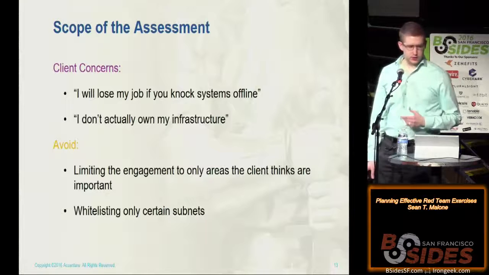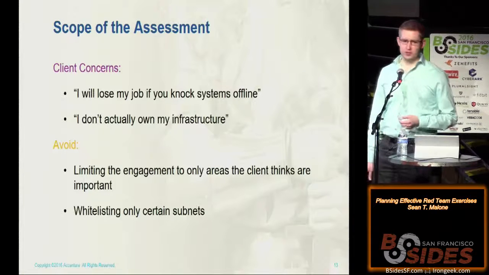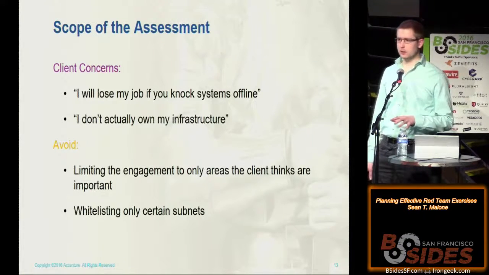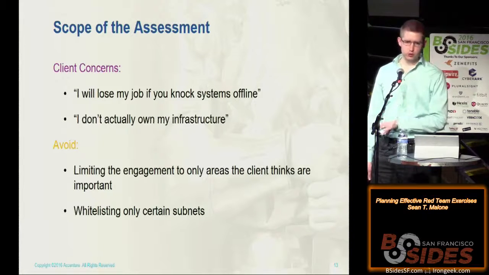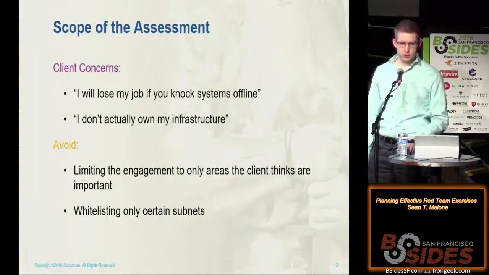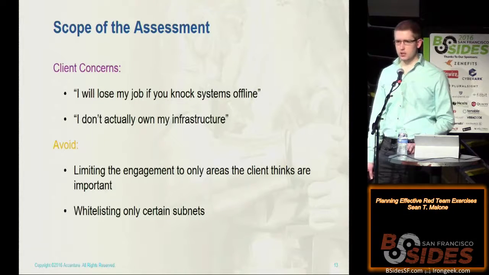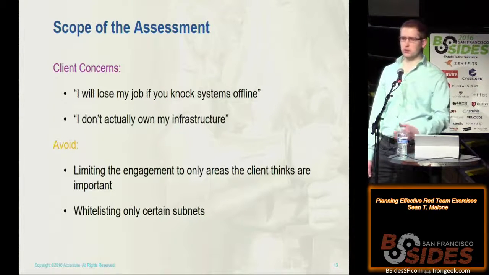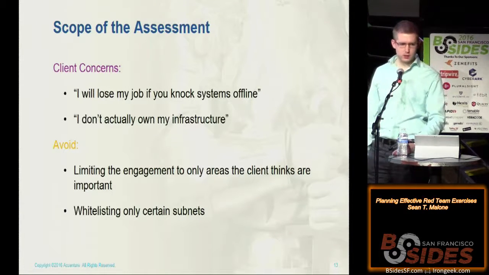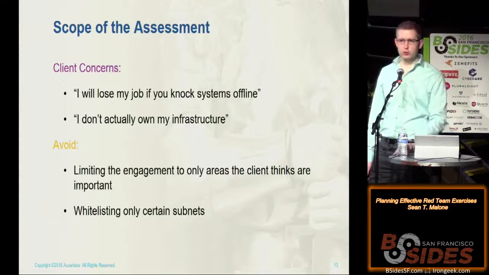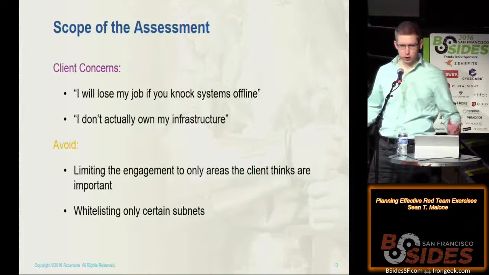The second concern is I don't actually own my infrastructure, and this is becoming more and more common as we see organizations move to cloud-based systems. So in some cases, this is easy to address. If you have a client with a portion of their infrastructure hosted in AWS or Azure or any of those similar environments, there's a structured process for getting authorization to attack those systems on behalf of the client. So we can usually go through that process, get the authorization, and include that as part of the global scope of the assessment.